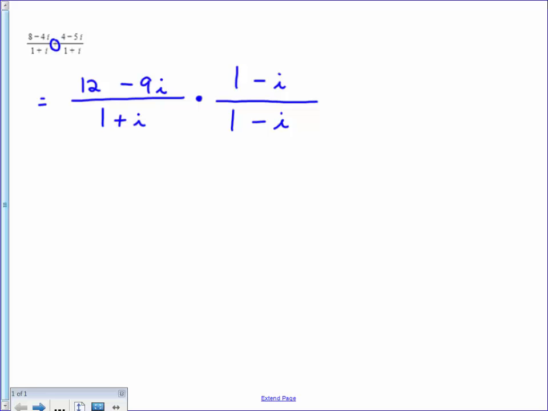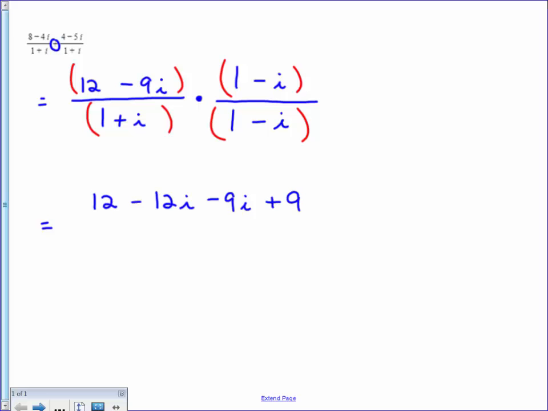From here, we need to actually multiply. In this case, we can see that we're going to be multiplying top and bottom both by using FOIL. So in the top, we'd multiply 12 times 1, which would be 12. 12 times negative i, which would be negative 12i. Negative 9i times 1, which would be negative 9i. And then negative 9i times negative i, which would be positive 9i squared.